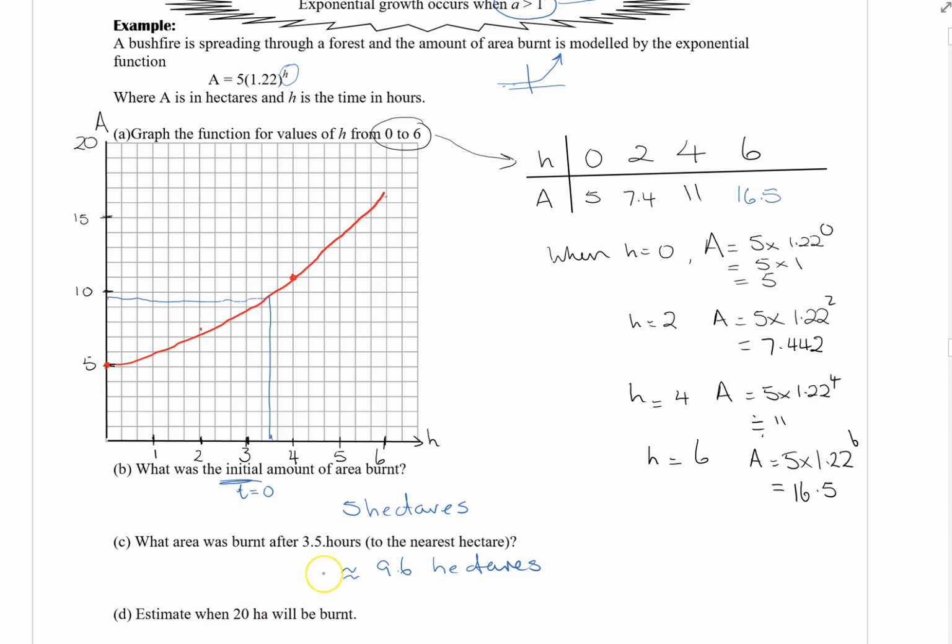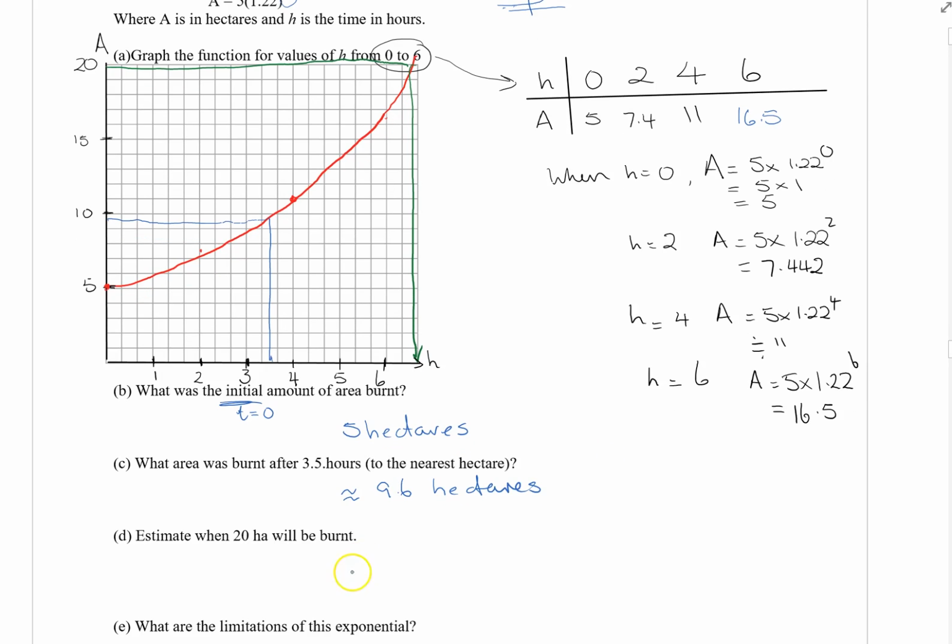Estimate when the area is 20 hectares. I'm going to have to extend my graph up until I get to 20. So again, using construction lines, I'm going to go from 20 across till I hit the graph, and that's going to come down just before here, which is a bit over 6.5 hours. Again, approximately 6.5 hours. These are just approximate when we're reading from a graph.